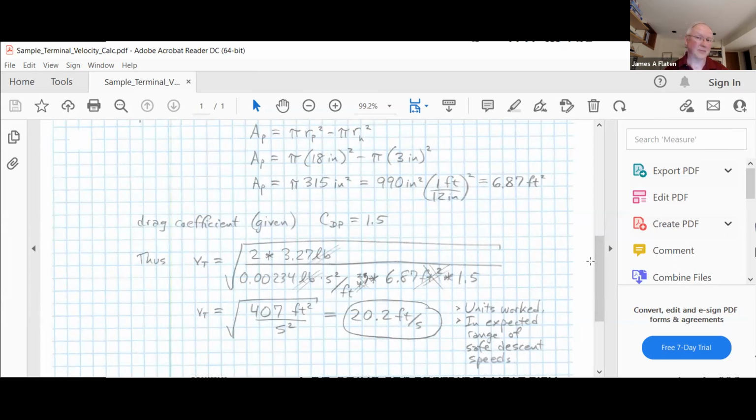And when I take the square root of feet squared, I get feet, and the square root of seconds squared, I get seconds. So ultimately the answer is 20.2 feet per second. Those are good units. And in fact, that's a reasonable number. I want the value of the descent to be something perhaps less than about 25 feet per second, so I don't break the rocket when it hits the ground. So this is a reasonable descent speed. Okay, let's go back to my other slides.